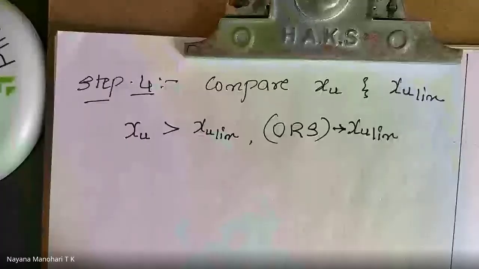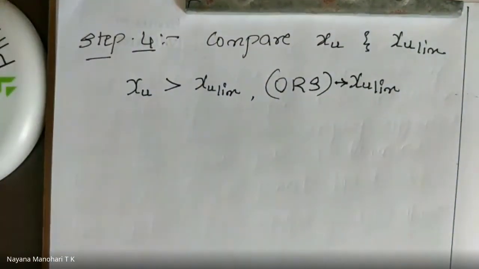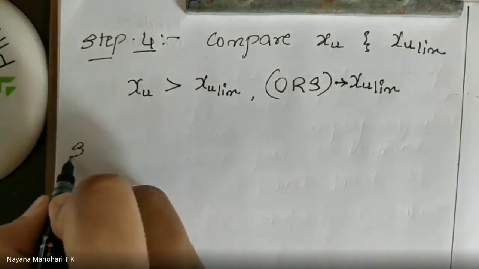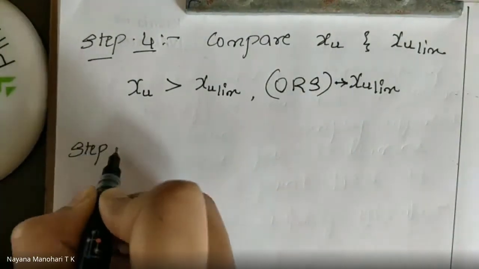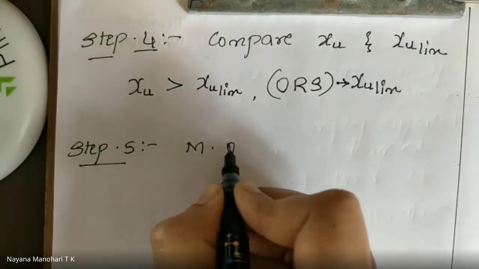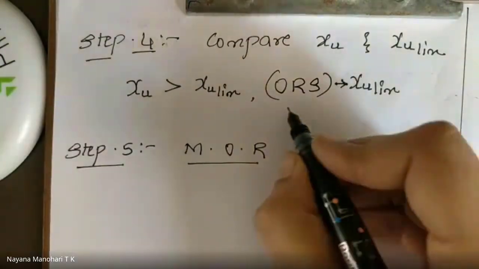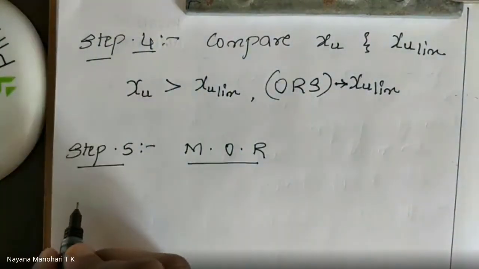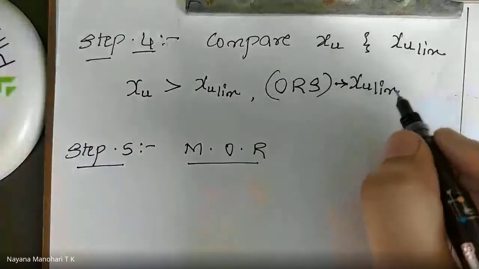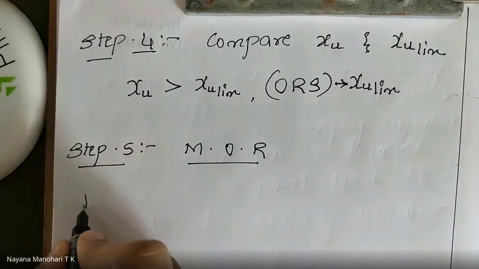Okay, you need to consider XU by XU limit when it is an over-reinforced section. Next is what? Step 5, moment of resistance, right? If it is an over-reinforced section, you need to replace XU by XU limit. Now to calculate the moment of resistance, the equation is given by what?